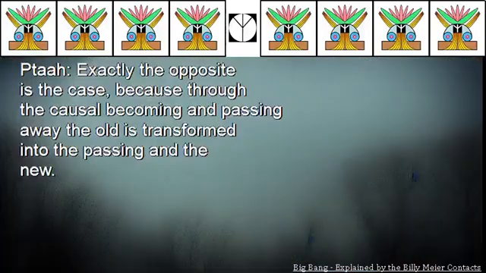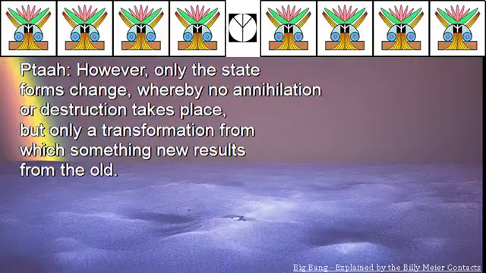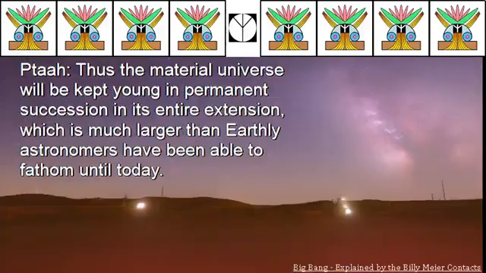Exactly the opposite is the case, because through the causal becoming and passing away, the old is transformed into the passing and the new. However, only the state forms change, whereby no annihilation or destruction takes place, but only a transformation from which something new results from the old. Thus, the material universe will be kept young in permanent succession in its entire extension, which is much larger than earthly astronomers have been able to fathom until today.